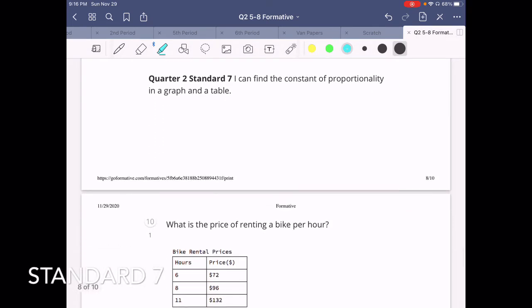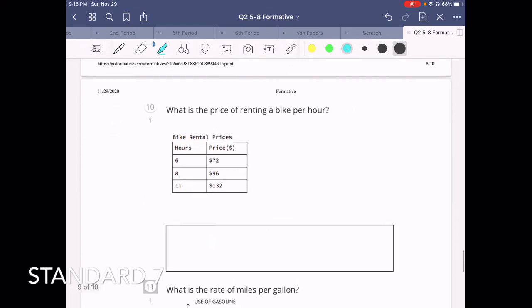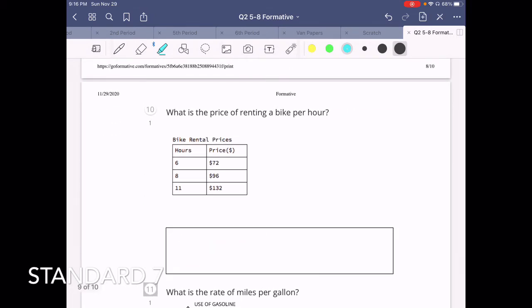All right. Standard 7, I can find the constant of proportionality in a graph and table. What is the price of renting a bike per hour? Remember, hours is always X, price is always Y. This is just like the fantastic game sweeping the nation. What's my rule?